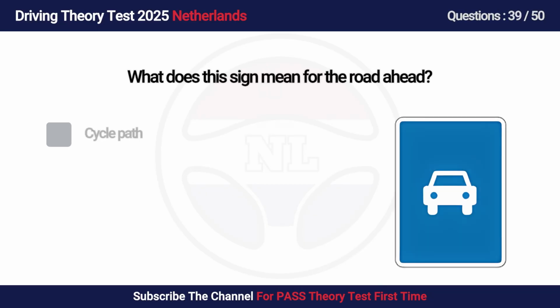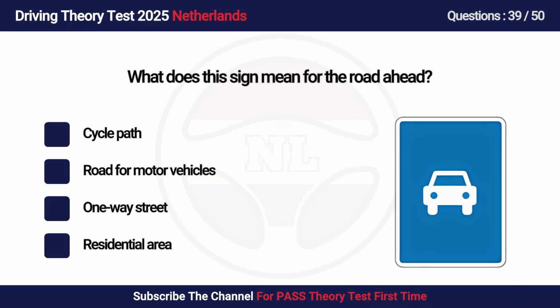Question 39. What does this sign mean for the road ahead? A. Cycle path. B. Road for motor vehicles. C. One-way street. D. Residential area.